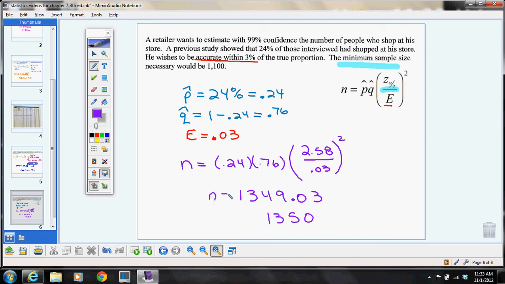Now, this was a true-false problem. So if you go back up and you look, they said 1,100. So the correct answer for that would be false. We found that the sample size should have been 1,350.